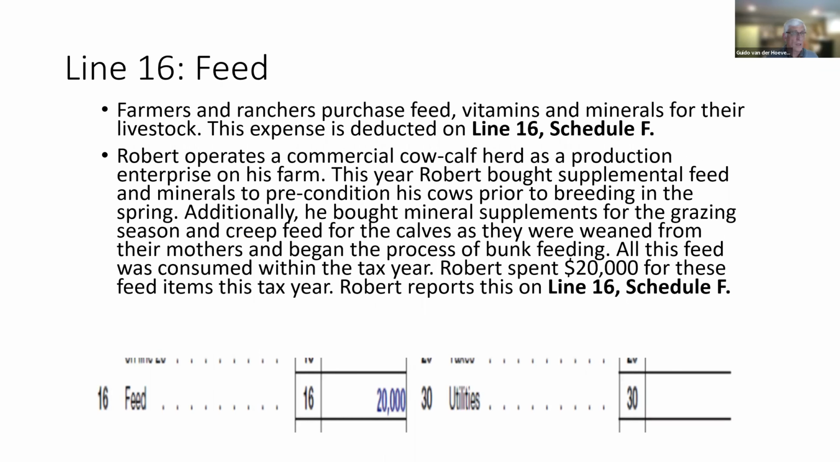Feed expenses. Here we've got for farmers and ranchers, they purchase feed, vitamins, minerals for their livestock. This is all going to be deducted on line 16. And in this case, you can see in the example, we've got Robert. He's got these calves. He needs some creep feed. He's got some stuff that he wants for the moms. He spends $20,000 on all of these items. It goes in on line 16 on Schedule F.